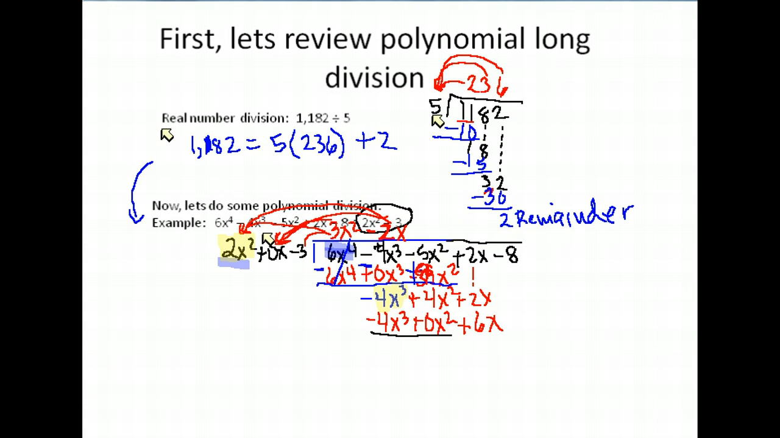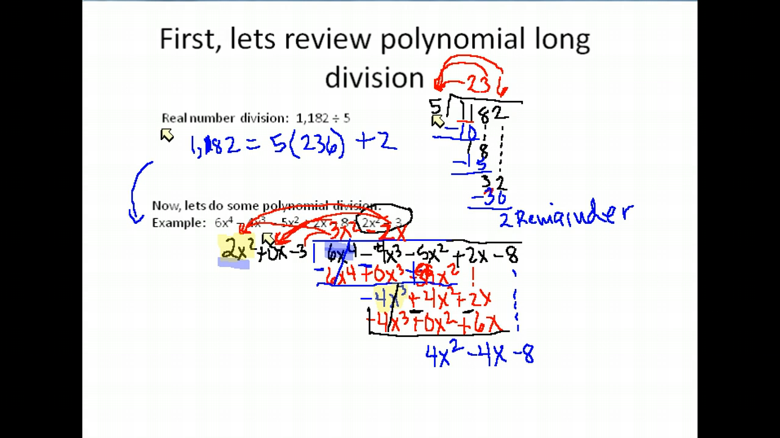Again, we do our subtraction, so we draw the line, change all of our signs, and then combine our terms. The 4x to the third cancels. This front term should always cancel, or else you multiplied by the wrong thing. And then we have a 4x squared and a 0x squared, which gives me a 4x squared. And 2x minus 6x gives me a negative 4x, and we bring down our final term up there.